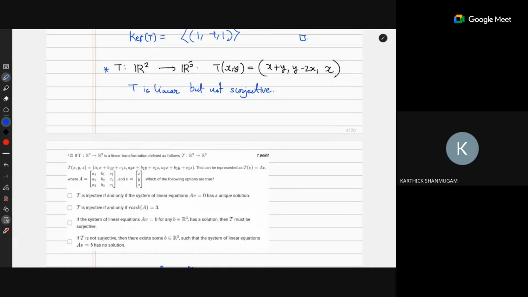So again, you want us to equate this to (0, 0, 0)? x plus y is equal to 0, y minus 2x is equal to 0, and x is equal to 0. No, if you do that, then you will get the null space. Yeah, okay, then I'm going towards checking whether the transformation is injective or not.